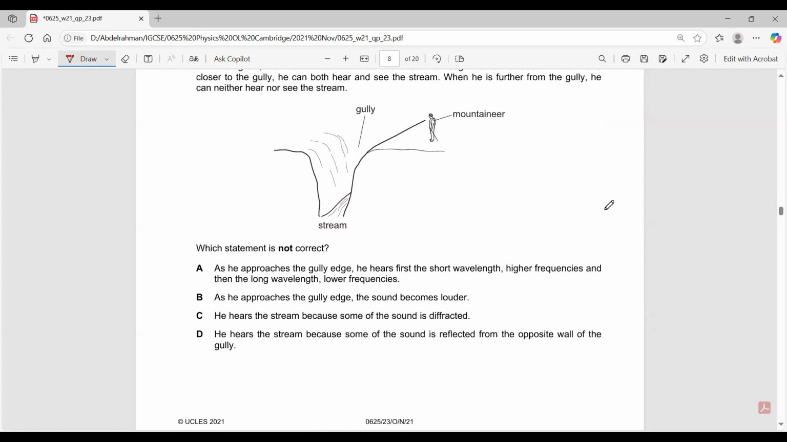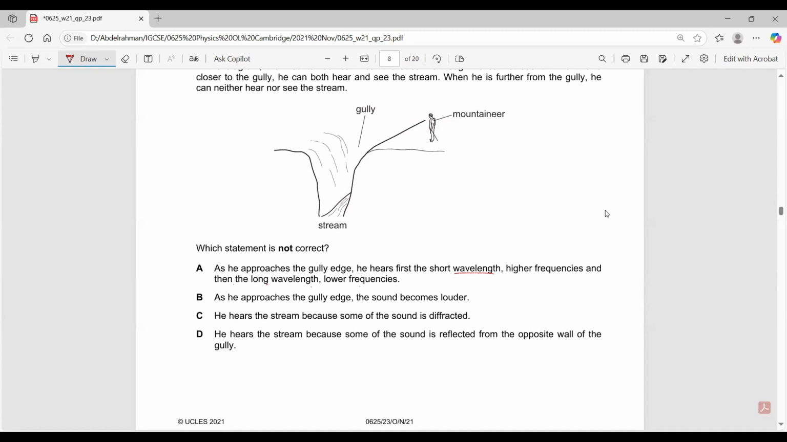As he approaches the gully, he hears first the short wavelength higher frequencies and then the long wavelength lower frequencies. What is this? Does the speed matter? Isn't the speed of sound constant? Yes, it is constant. So if you have a longer wavelength with a lower frequency and a shorter wavelength with a higher frequency, would it differ? Which of them would he hear first? No, it wouldn't. So I guess this is wrong.